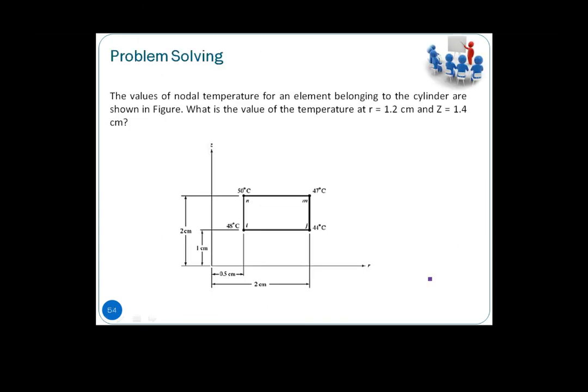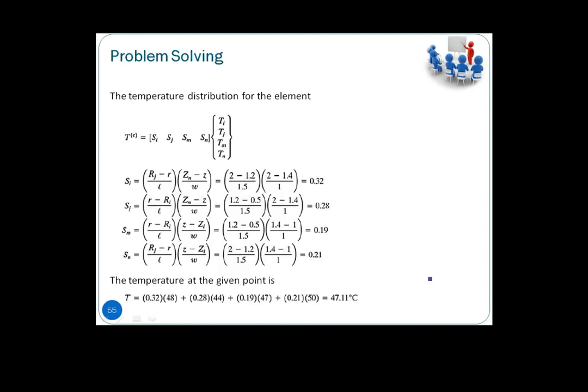If you have a cylinder, then the nodal temperatures are as you've seen here, I, J, M, N. Under axisymmetric, you want to know the temperature at R equal to 1.2, Z equal to 1.4. So everything is in R and Z. Making use of the shape functions in R and Z that we have shown just now, you can determine the temperature. Basically, in terms of your X and Y just now, you represent everything in terms of R and Z, so you can also determine your temperature.